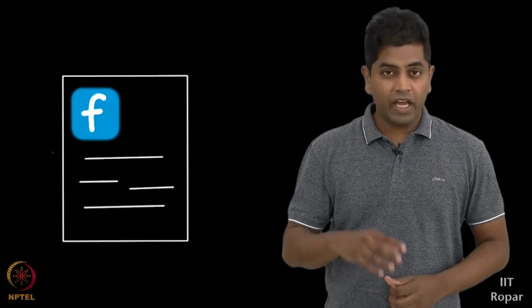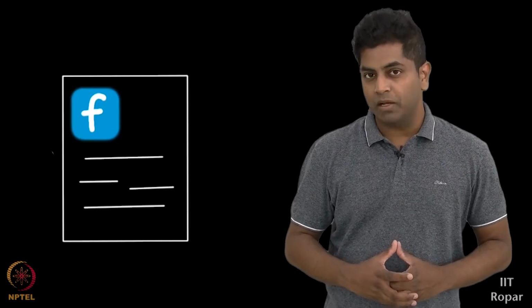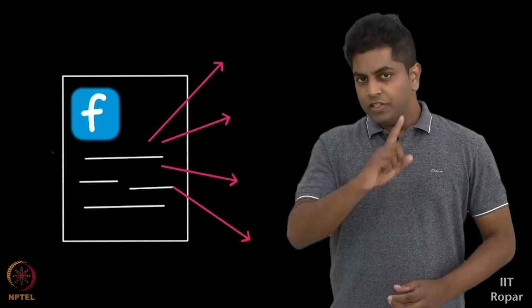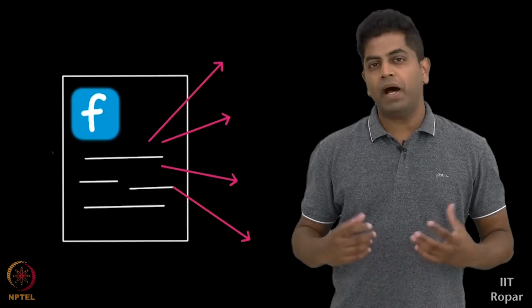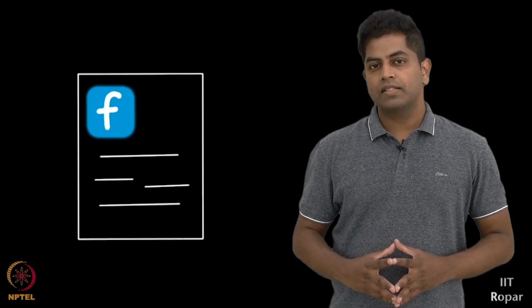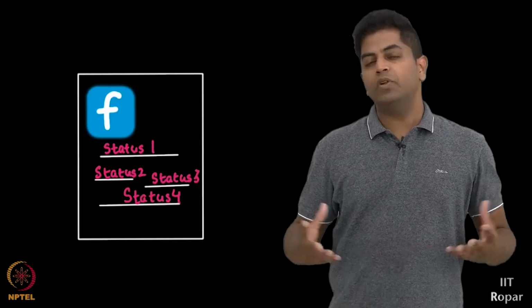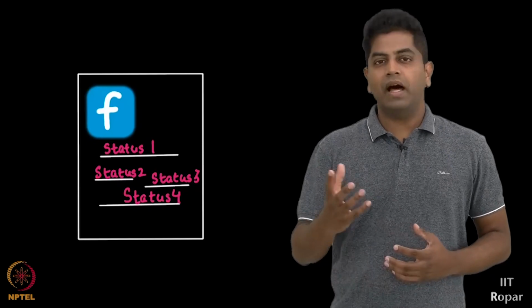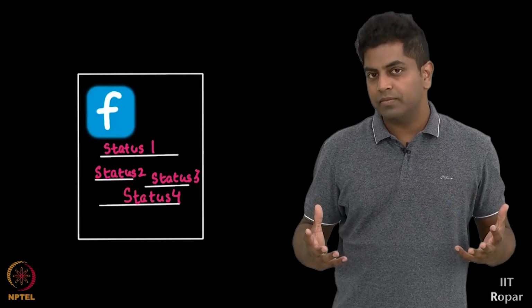Do you think we can infer something from an active Facebook user? The fact is, it's not just something, we can infer a whole lot of things. Assume I take all the data that you have shared on Facebook from the past 1 month. Status 1, status 2, status 3, status 4, up to let's say some 100 status messages that you have shared from the past 1 month. By observing this, what can I infer?